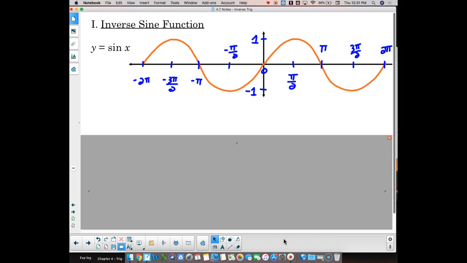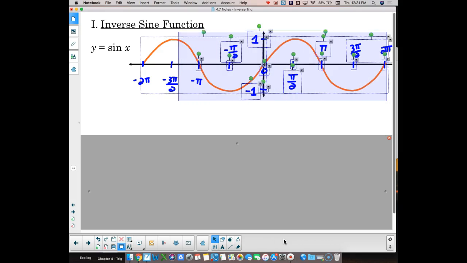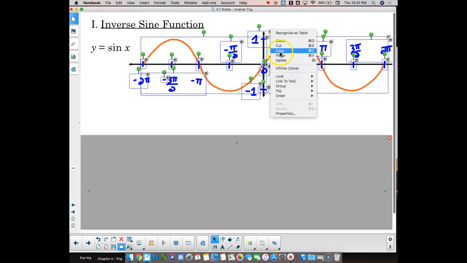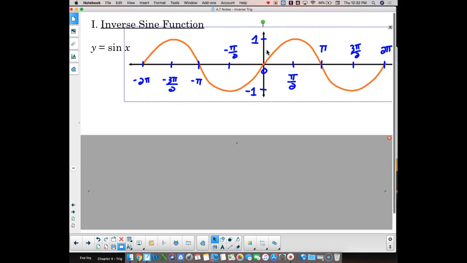Okay, so I am going to go like this. I think I got everything. The only thing I didn't get was the 2 pi. I think everything is in a box, yes? Hold on, I want to group it first. Now I want to copy it. There we go. You'll see why in a minute here.